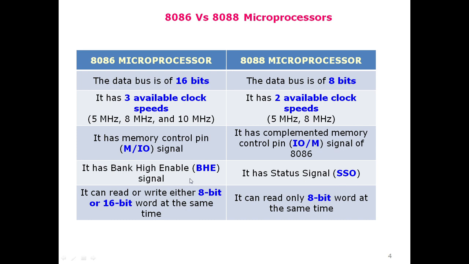This signal is required to enable the high bank of memory, because the 8086 can access 16 bits of data at the same time. Such a pin is not needed in the 8088 microprocessor because it can access only 8 bits of data at the same time, because the data bus is 8-bit wide. The 8086 can read or write an 8-bit or 16-bit word at the same time, because we have a 16-bit data bus. The 8088 can read only an 8-bit word at the same time, because the data bus is of 8 bits.